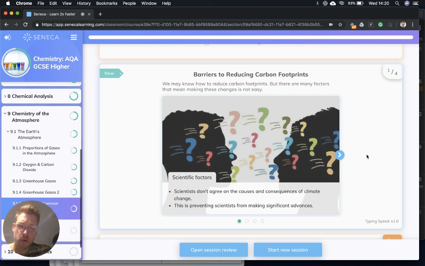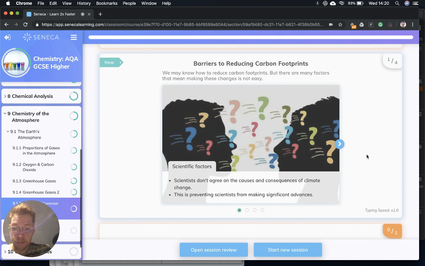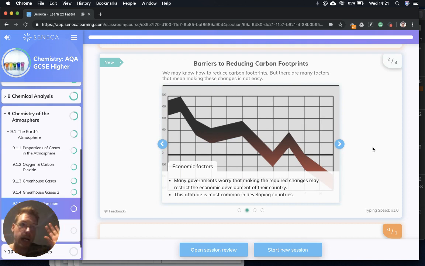So scientists don't agree on the cause and consequence of climate change. That's covered in the previous episode of Greenhouse Gases 2. So make sure you check that out. We spill the tea. We get the information on misinformation and peer-reviewed evidence. You want to check it out. But because these scientists can't agree, it does make it difficult to make significant advances. Not to pass the blame, but it is what's happening.